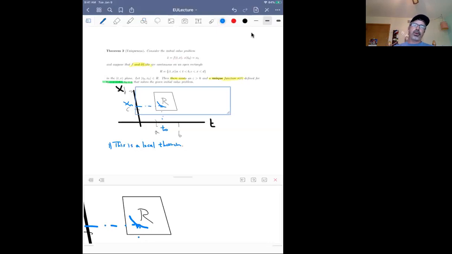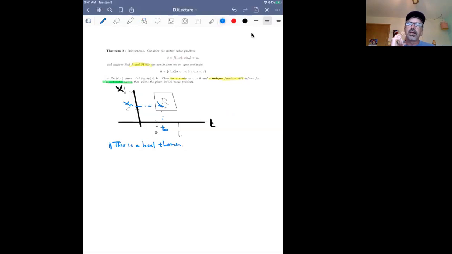There are other theorems out there that you can use to say how far you can extend that domain of definition of the function. But this theorem only gives you little chunks of it. I'm going to outline the proof, and you're going to see in the proof where that comes from, why this only works for small t intervals around the initial condition. So that's the most important thing.